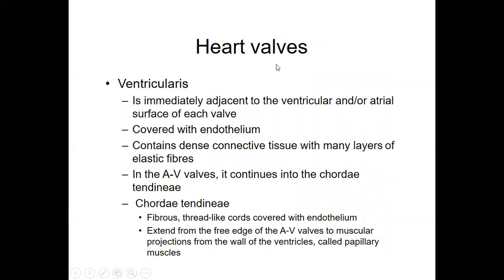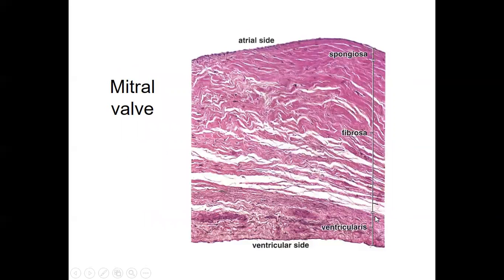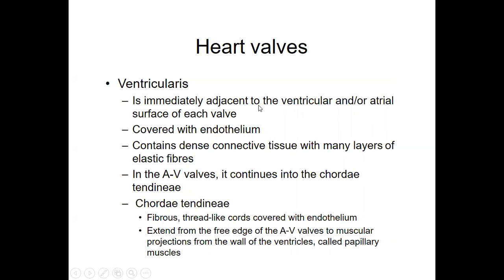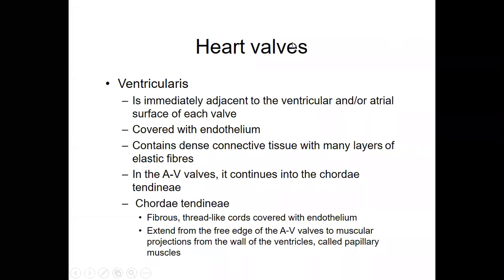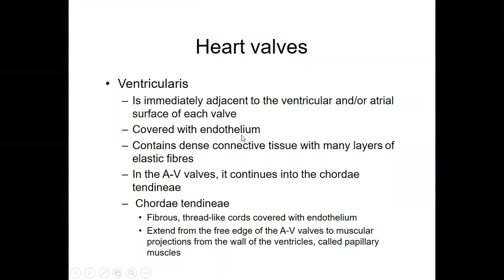And then for the ventricularis layer, you can see here, this is the ventricularis. The ventricularis is immediately adjacent to the ventricle, or the ventricular end or arterial surface of each valve. The ventricularis layer is covered with the endothelium, and it contains dense connective tissue with many layers of elastic fibers.